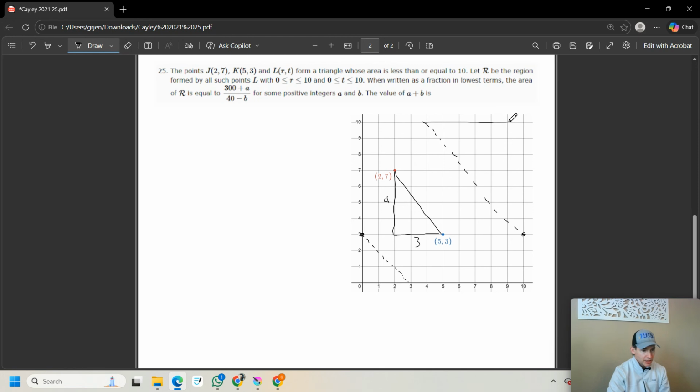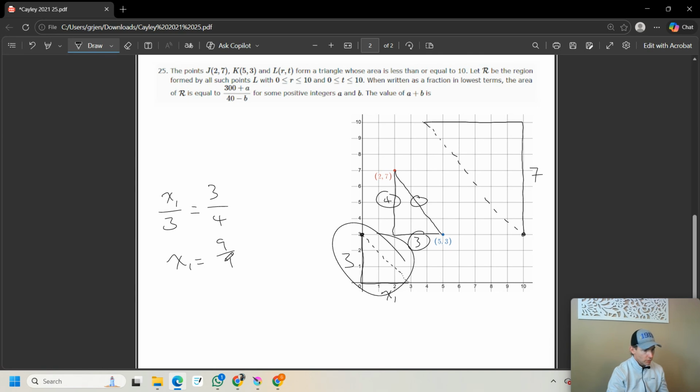And we're going to find the area of this triangle. And we're going to find the area of that triangle. And we know this is 7. And we know this is 3. But this is just a scaled down 3, 4, 5 triangle, because it's parallel with this line. So let's say we don't know this side, so we'll call this x1. And so then we have x1 on 3 is equal to 3 on 4. So x1 equals 9 on 4.